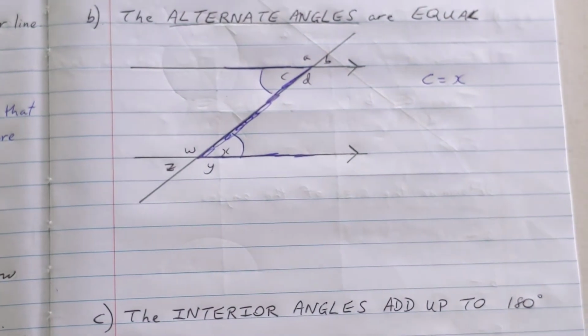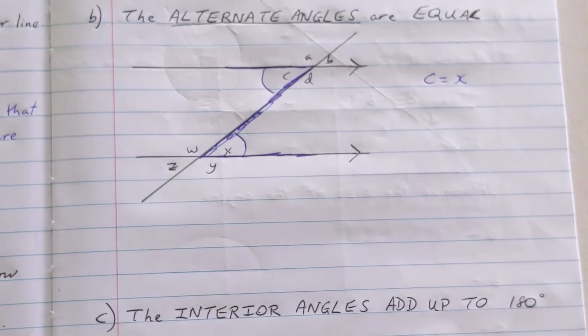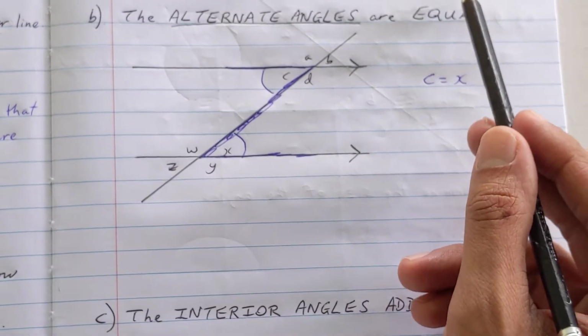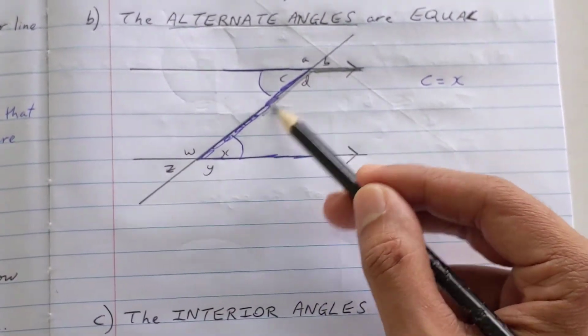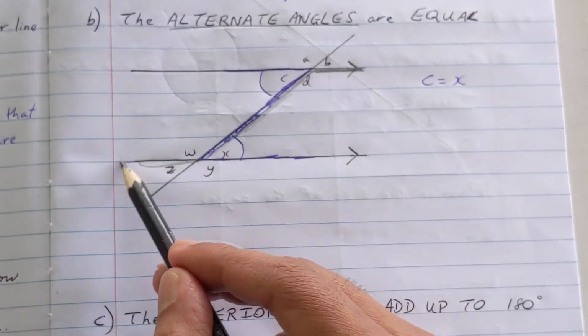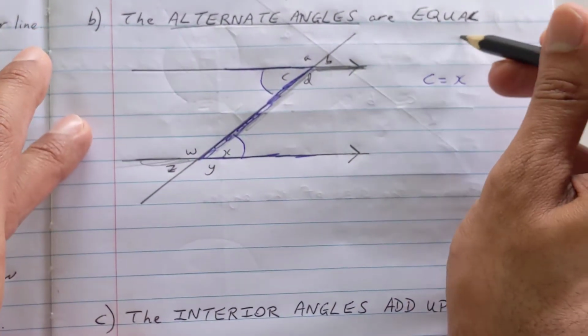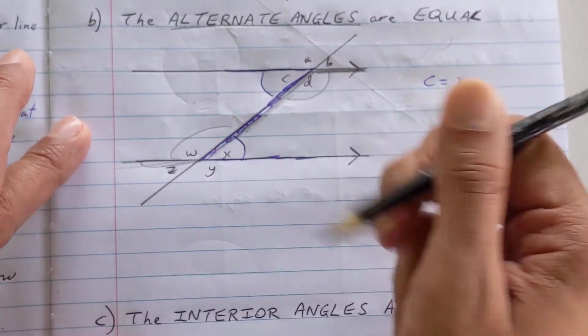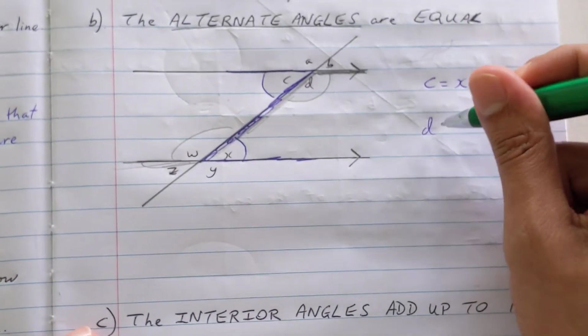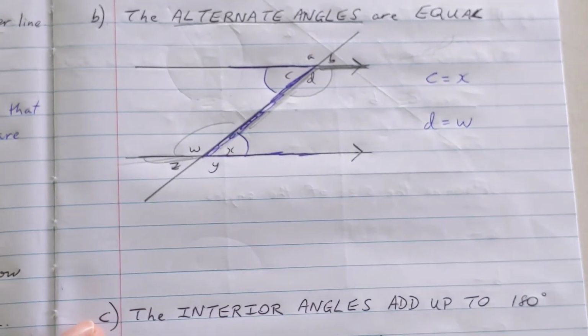Do we have any other Z's in this shape? Yes, it's probably a little hard to see, but we have this back to front stretched out Z. So if I was to do this back to front stretched out Z, again it's sharing that same line, but this is the Z I'm looking at now. So these two angles are going to be equal, so that means the D and the W are also going to be alternate angles and equal.